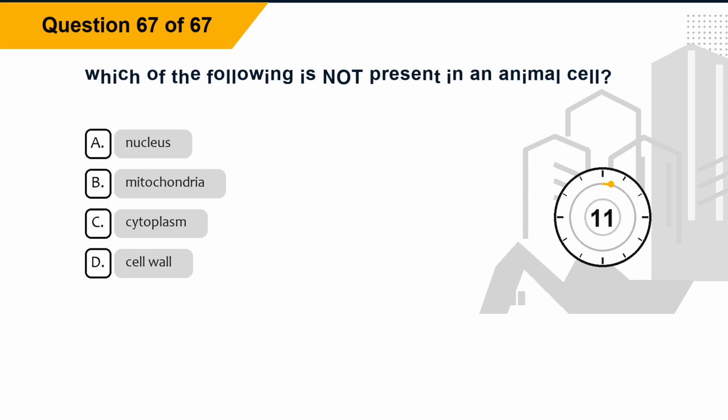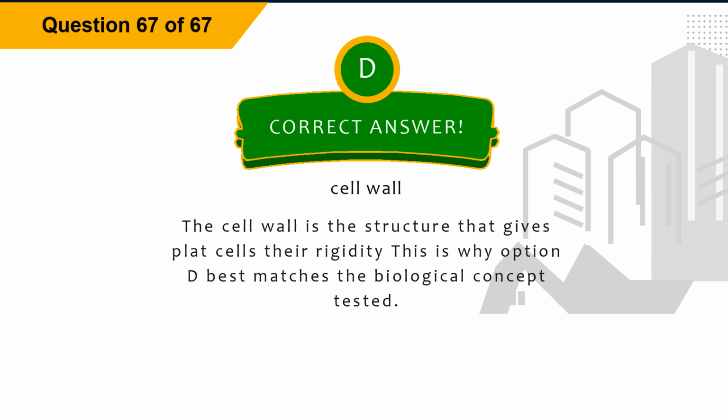Question 67. Which of the following is not present in an animal cell? Option A, nucleus. Option B, mitochondria. Option C, cytoplasm. Option D, cell wall. The correct answer is option D, cell wall. Explanation: the cell wall is the structure that gives plant cells their rigidity. This is why option D best matches the biological concept tested.